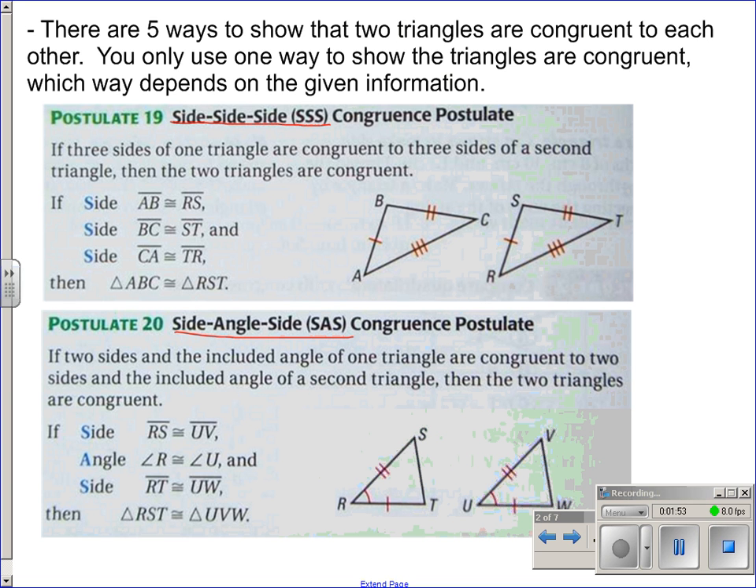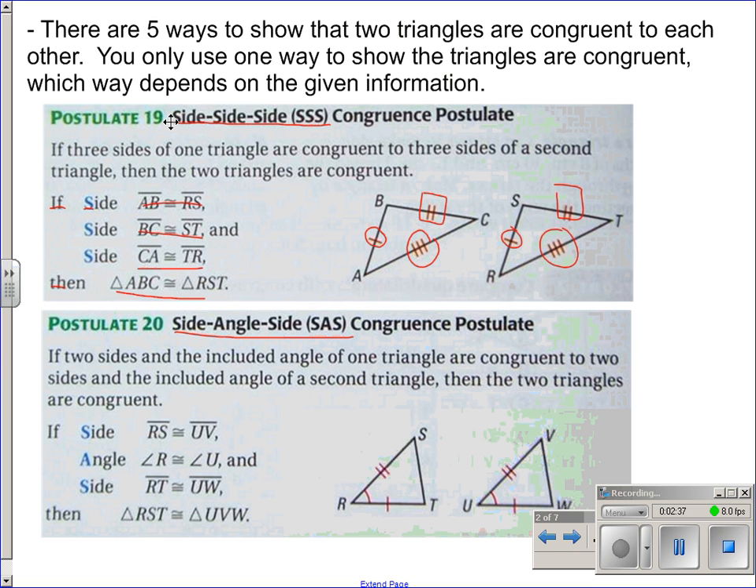All right, in this first one, postulate 19, the side-side-side congruence postulate. Remember, a postulate is just something that we accepted as true. There's not really a proof for it. So if in 2 triangles you have all 3 pairs of corresponding sides congruent to each other, you're going to have the 2 triangles be congruent. And that's what we have here. If these 2 sides are congruent, these 2 sides are congruent, and those 2 sides are congruent, then these 2 triangles have to be congruent to each other.